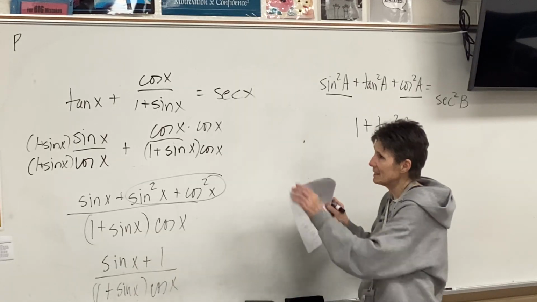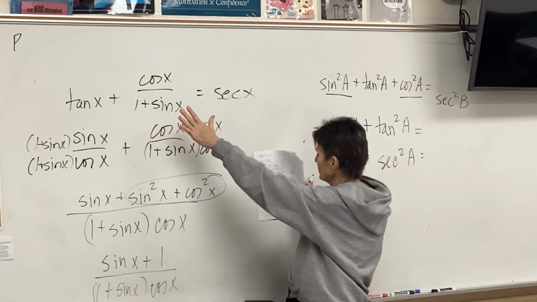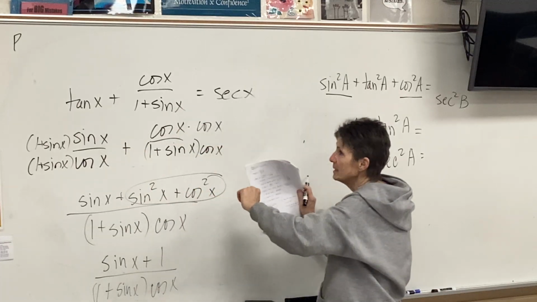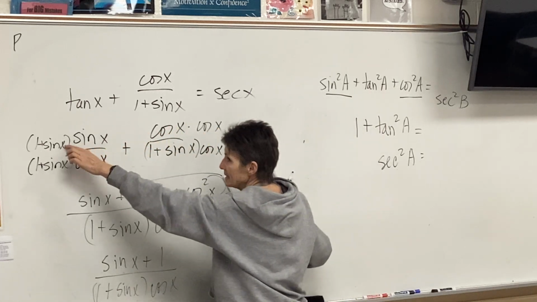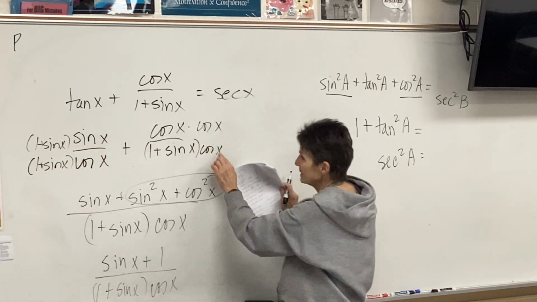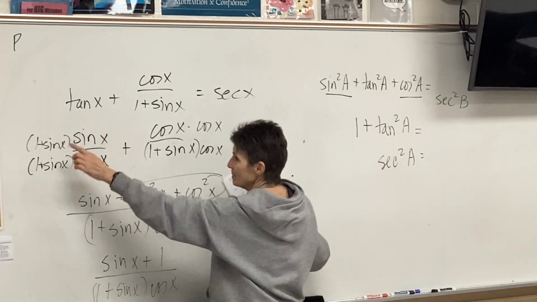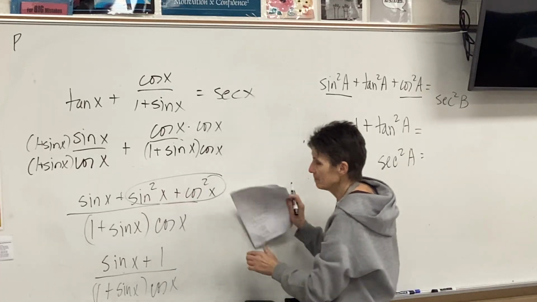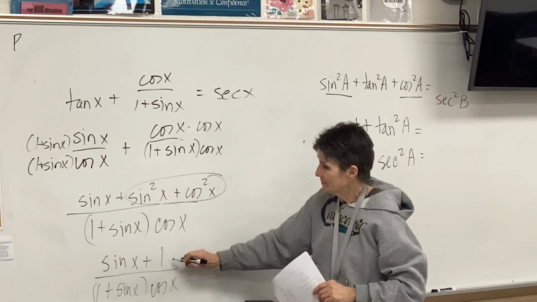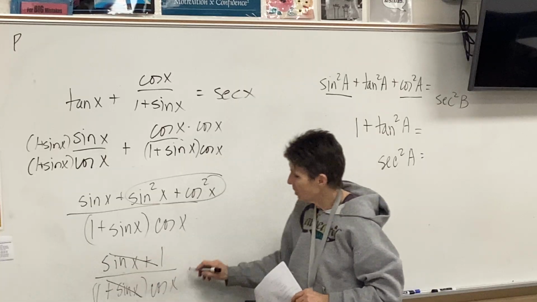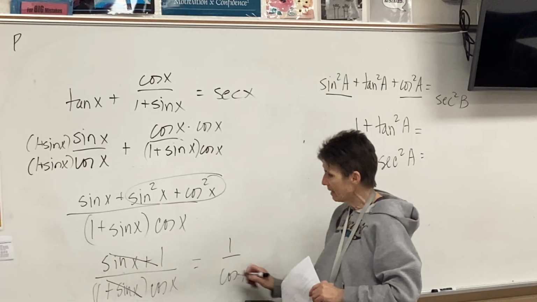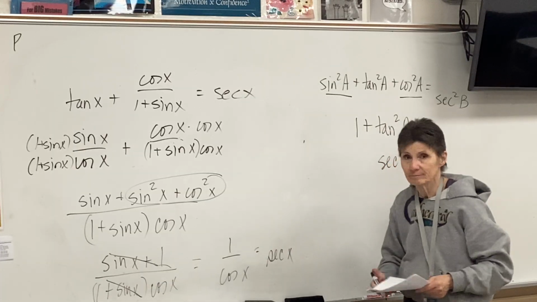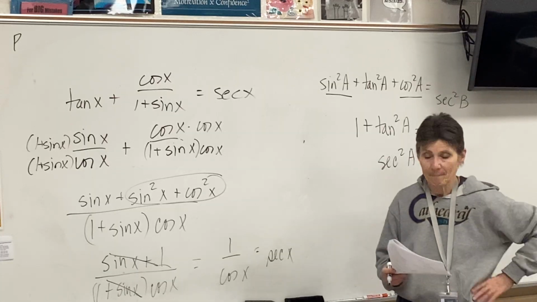All right, so let's go back to the beginning. This was the original problem. I copied it wrong originally. So I changed tangent into sine over cosine. And then I got a common denominator. So this guy needed 1 plus sine, and this guy needed cosine. So when I distributed, I got sine plus sine squared plus cosine squared. That makes 1. And now I can cancel those, and I have 1 over cosine left. And we know 1 over cosine is secant. Yep, sorry about that.